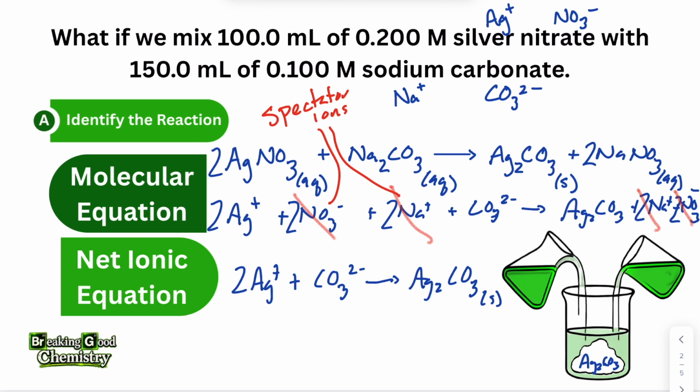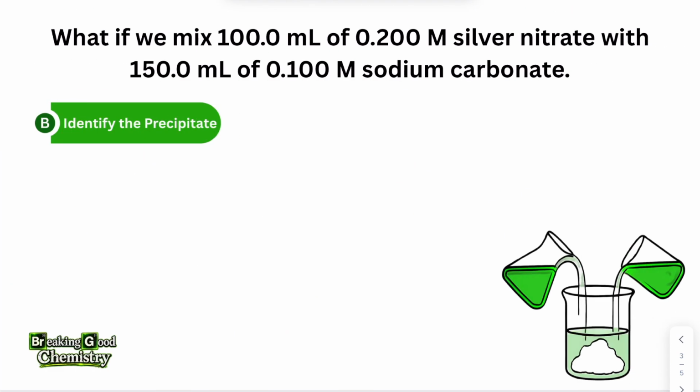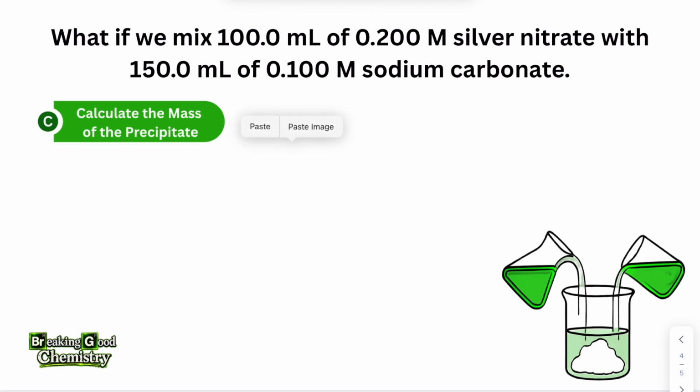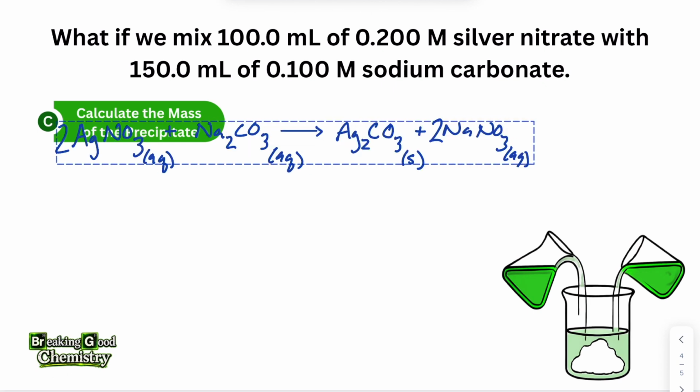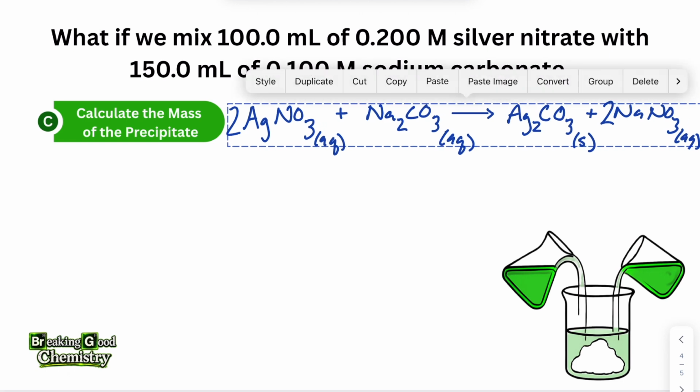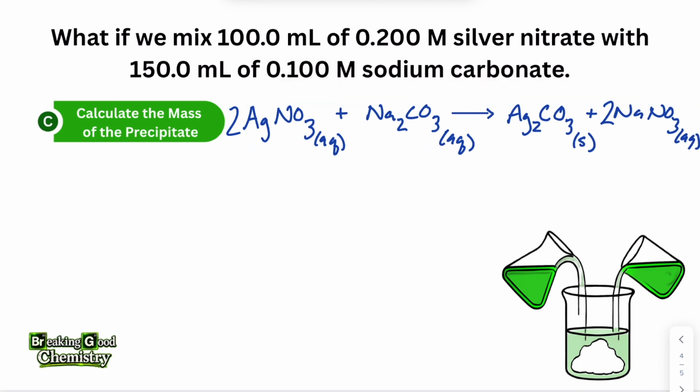So what is my precipitate? My precipitate is the silver carbonate. Right? Identify the precipitate, silver carbonate. Okay, the next step. What if you're asked to calculate the mass of the precipitate? So the overall equation or the net ionic equation can be used, and I know there's more than one way to do this, but we're just going to do it this way. So I'm going to use the overall equation, which is right here. My silver nitrate plus my sodium carbonate produces my precipitate.